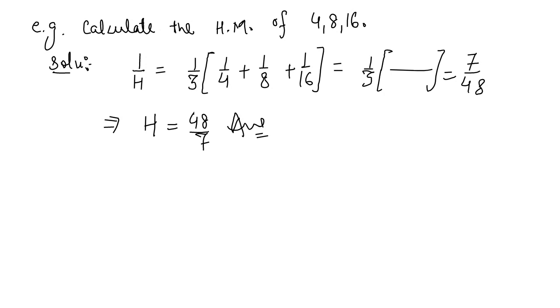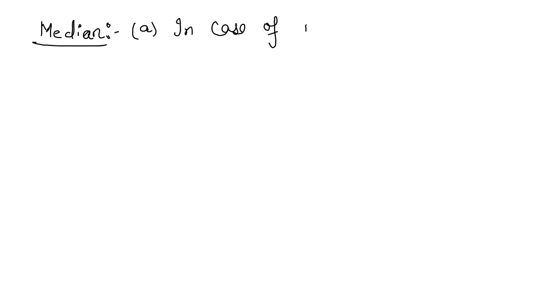Now write down the next topic, that is median. Now I am moving on to the next topic, that is median. This is also one of the measures to calculate the average value of given data. Firstly, write down in case of individual series. Firstly we will write down the formulas and then we will do the numerical examples.